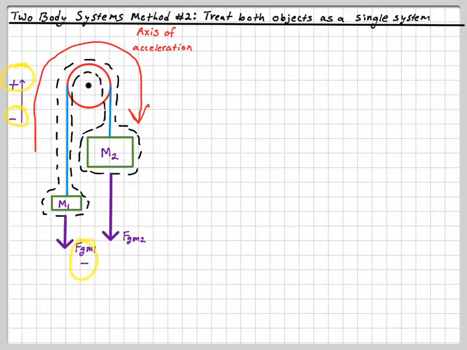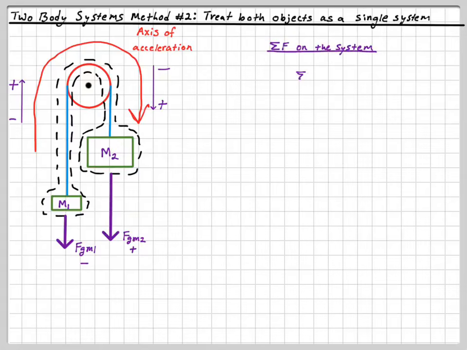So this force gravity of M1 would be a negative force. And on the other side of the pulley, any forces that point down are positive, any forces that point up are negative, so force gravity of M2 would be positive. And that makes sense. If we want this axis to point in the direction of acceleration, then it must point in the direction of net force. And we know that the force gravity of M2 is larger than force gravity of M1, so the net force points this direction, which means it's going to accelerate that direction. So the net force and the acceleration are pointing the same direction, as we know.